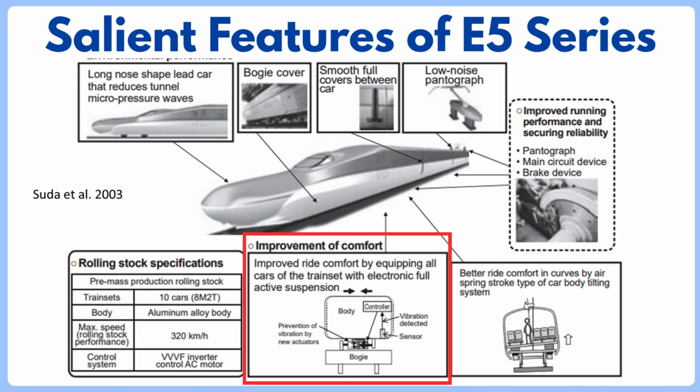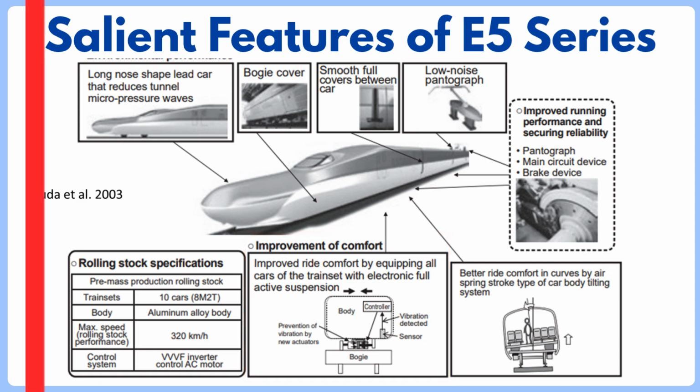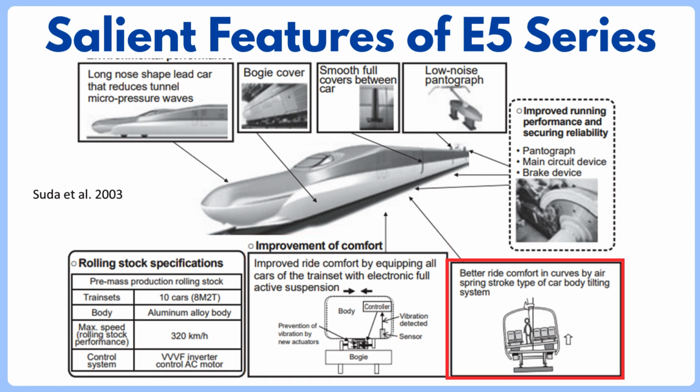Unlike the semi-active suspension used in earlier models, which relied on oil dampers and had inferior vibration damping capabilities, the active suspension in the E5 series excels at reducing lateral vibrations. Vertical vibrations are managed effectively using air springs. Additionally, a car body tilting mechanism, also utilizing air springs, enhances passenger comfort when navigating curves.